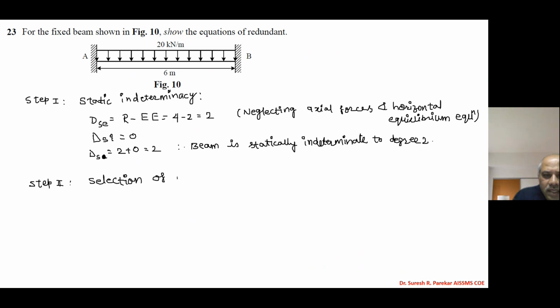Selection of redundants. We have to consider these redundants, that is of left support or right support, and we will consider VA and MA as redundants. And then we will go for the equations.